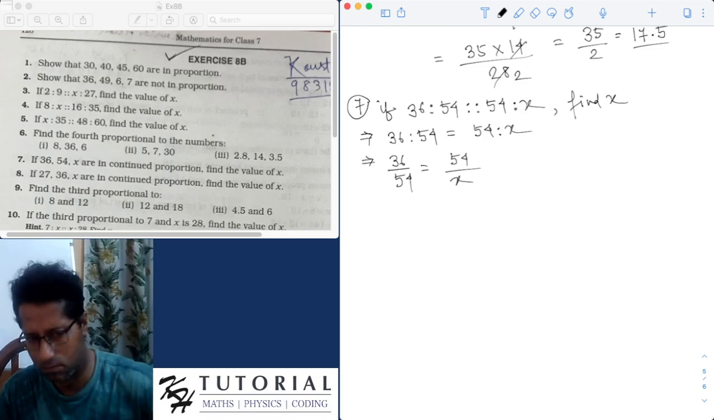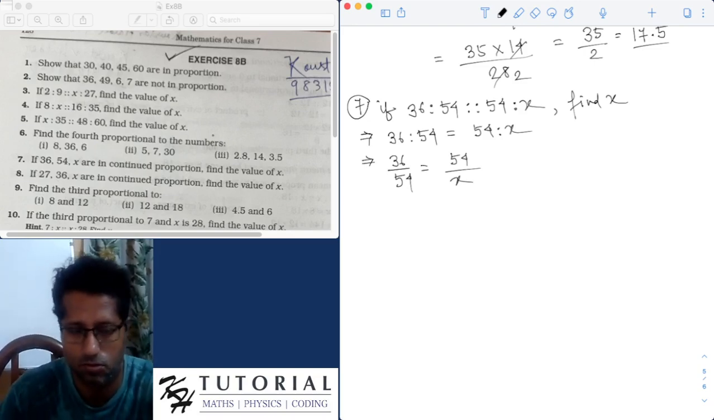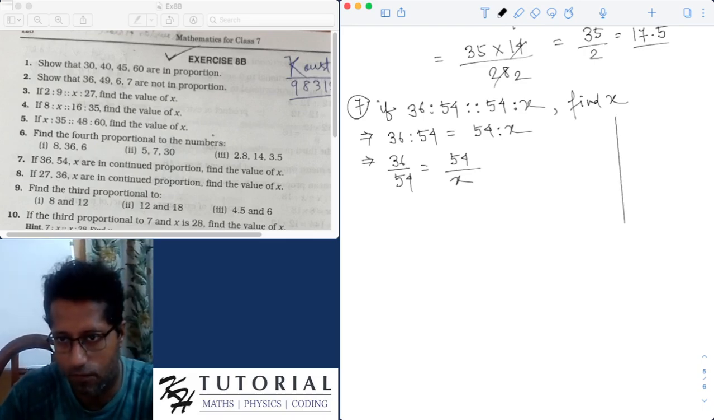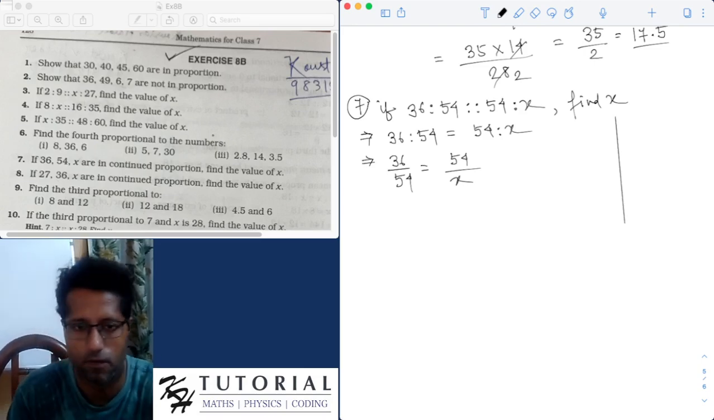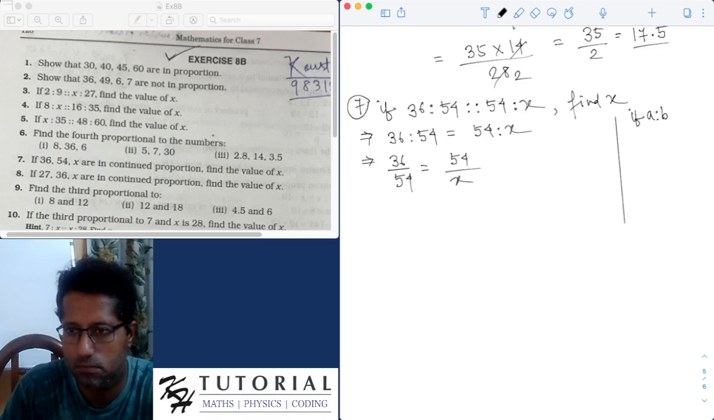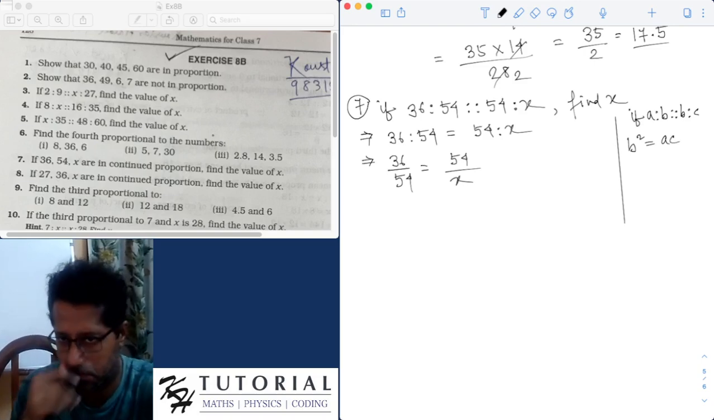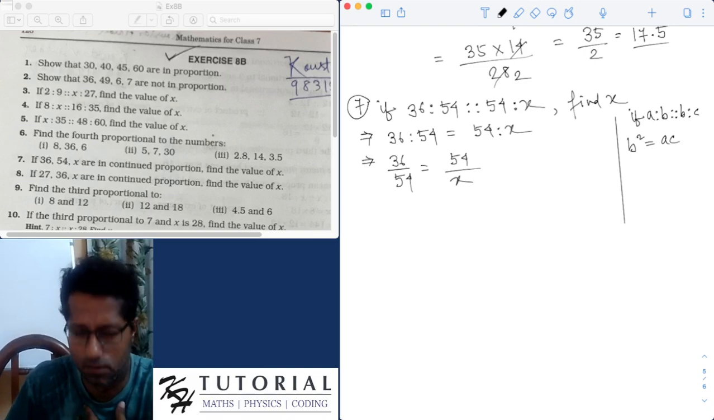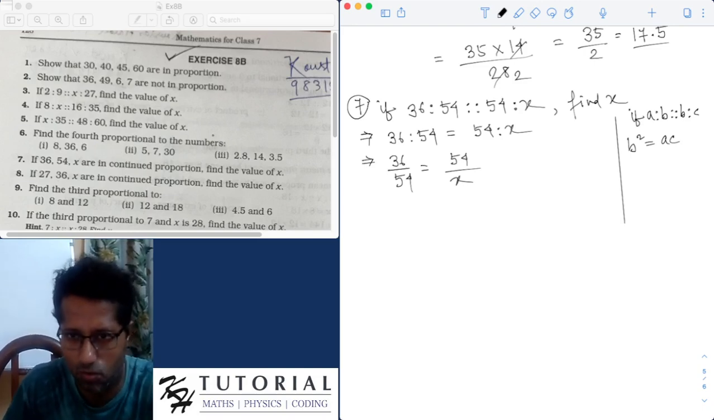Now I am solving the problems with detailed steps so that you understand what is happening. If you are well versed with the concepts and the formulas of ratio and proportion, you can directly apply the formula that if A, B, C are in continued proportion, then B square equals A into C. You could apply this formula directly. Now I am solving the problem step by step so that you know exactly what is happening.